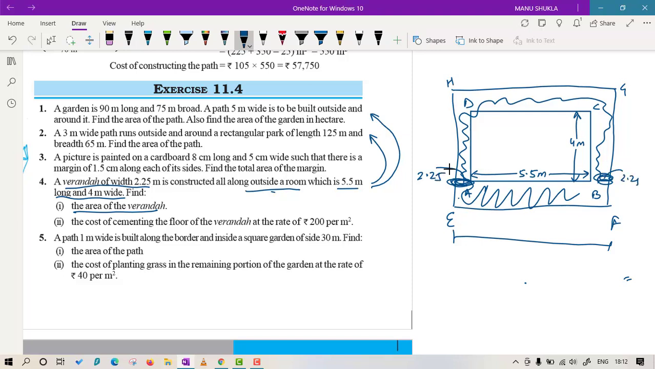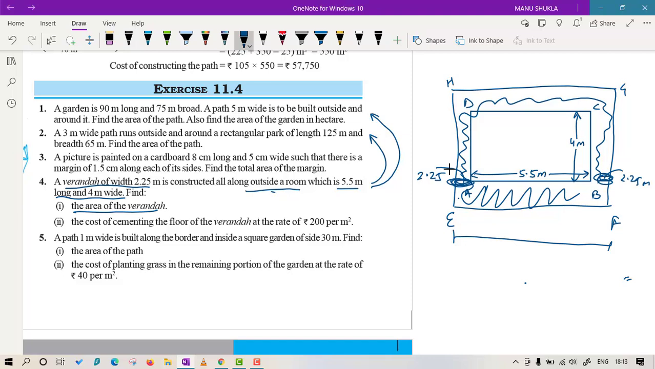So you will get the value of EF, you will get the value of FG, and you will find the area of the veranda. And after that they are asking the cost of cementing it. Very simple. As soon as you have found the area, you can just multiply it with 200 and you will get the answer. But don't forget to write the complete statements, because if you write the statement, you are able to express your solution in a much better way. Okay, so let's see the next question now.